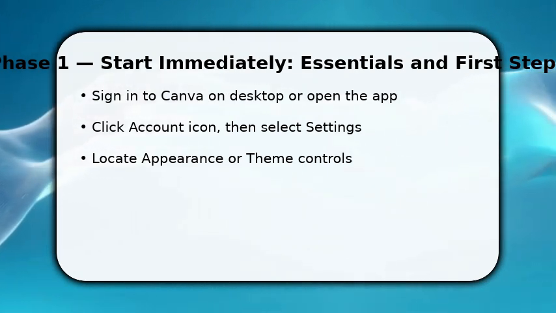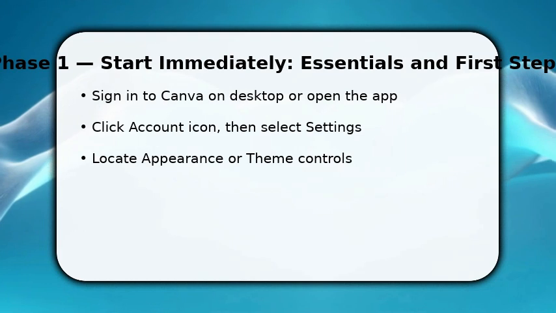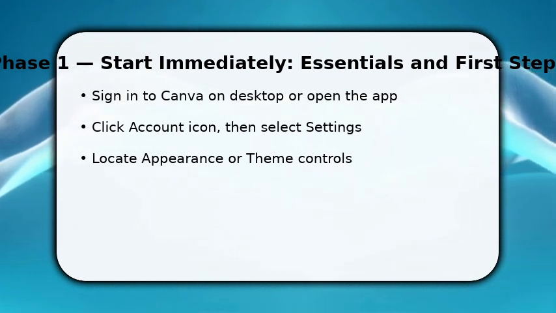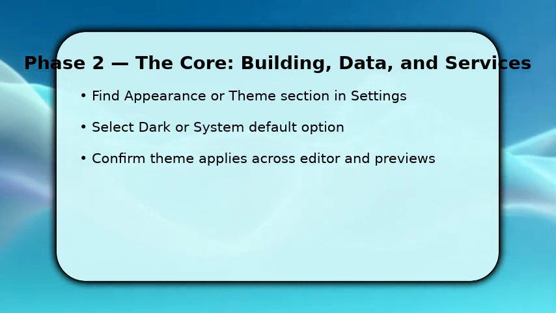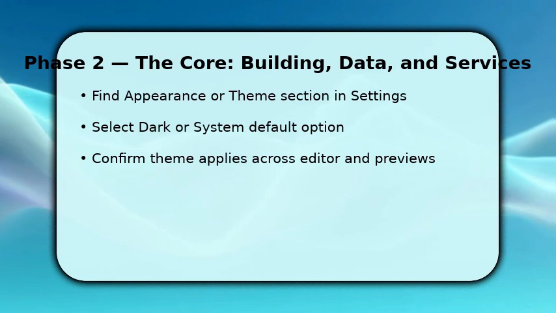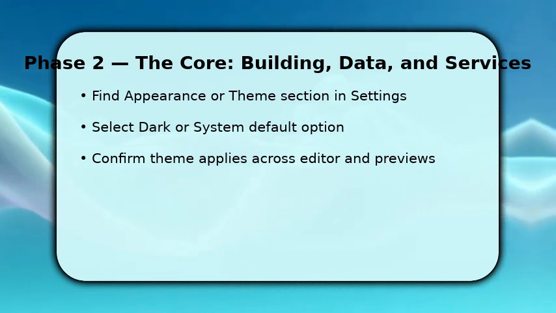Proceed to toggle the dark theme. Now in Appearance, choose Dark to force dark mode immediately, or pick System Default to follow your device's preference. You do this because dark reduces eye strain and highlights colors differently. For design accuracy, check Contrast.